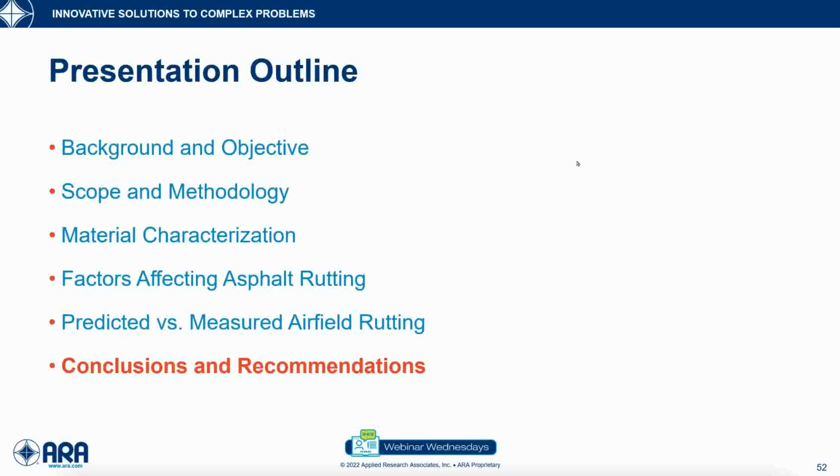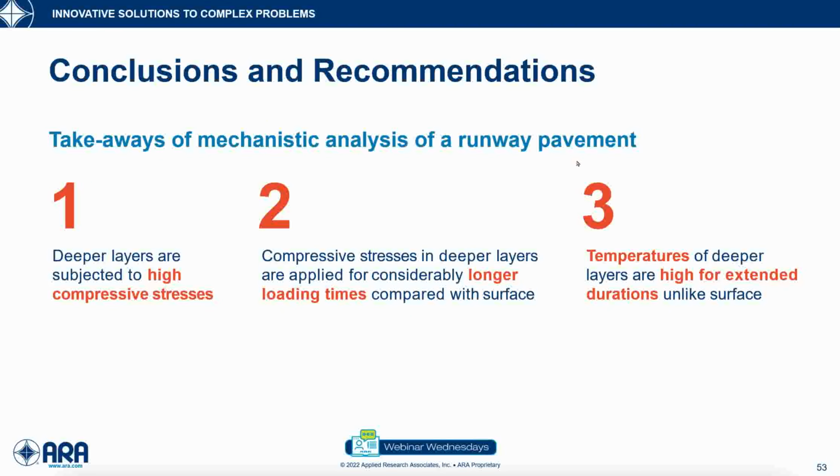What are the conclusions and recommendations? So the takeaways are the following. Deeper layers in an airfield are subjected to high compressive stresses. Unlike highways, they are subjected to significantly high compressive stresses that need to be taken into account. These compressive stresses in deeper layers are applied for considerably longer loading times compared with the loading times at the surface. So that longer loading time makes the base layers softer and softer. That needs to be taken into consideration because it does lead to rutting.